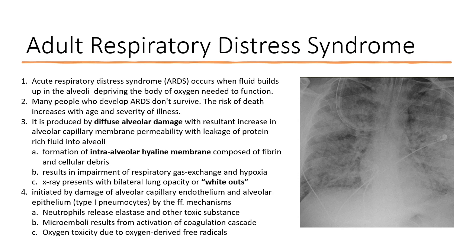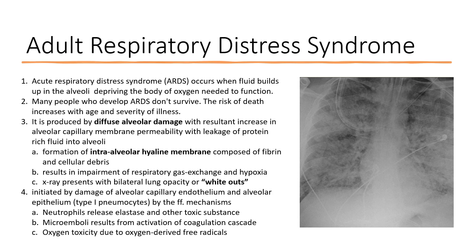It is produced by diffuse alveolar damage with resultant increase in alveolar capillary membrane permeability, with leakage of protein-rich fluid into the alveoli. This results in the formation of intraalveolar hyaline membrane composed of fibrin and cellular debris. This also results in impairment of respiratory gas exchange and hypoxia. X-ray presents with bilateral lung opacity, known as whiteouts.